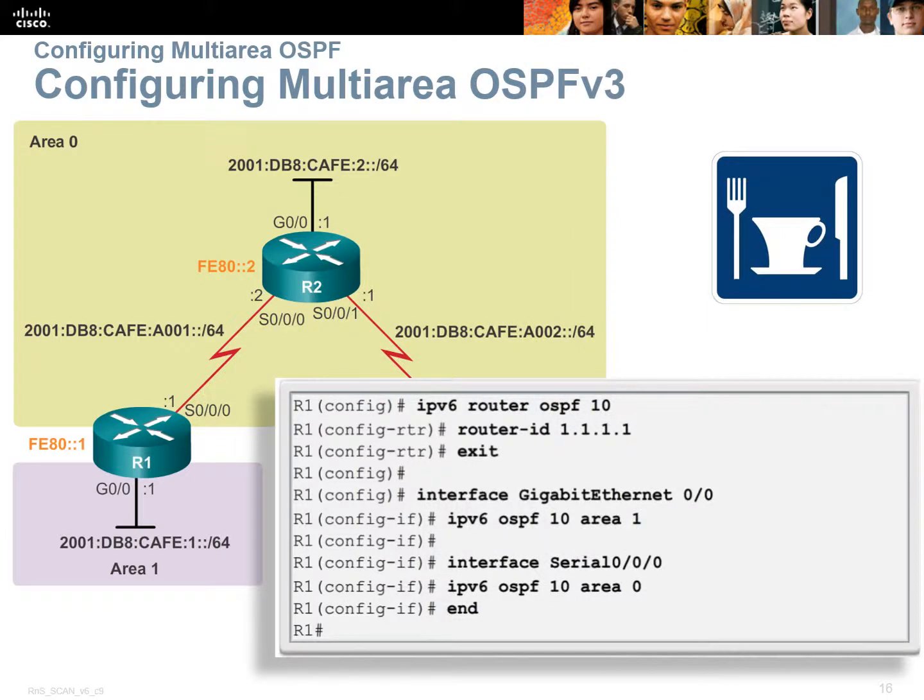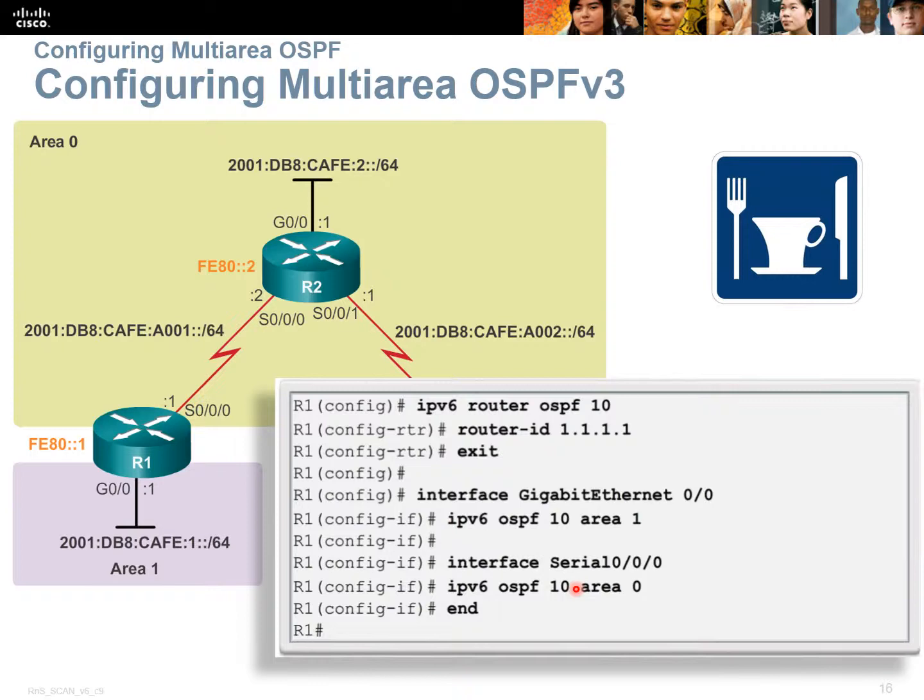IPv6, exactly the same philosophy. Remember that IPv4 has network statements, and in IPv6, you put the information in the interface itself. So here we've set up the router ID, always got to do that. And then gigabit 0 is in area 1, and serial 0 is in area 0. That's it. Just remember that this number 10 here for the router process has to match this area 10 in this router process the same.